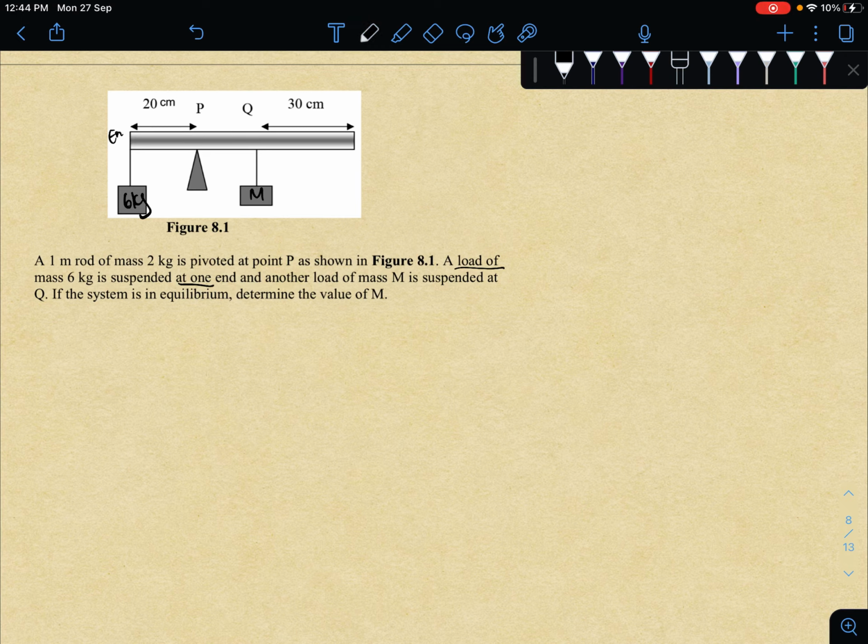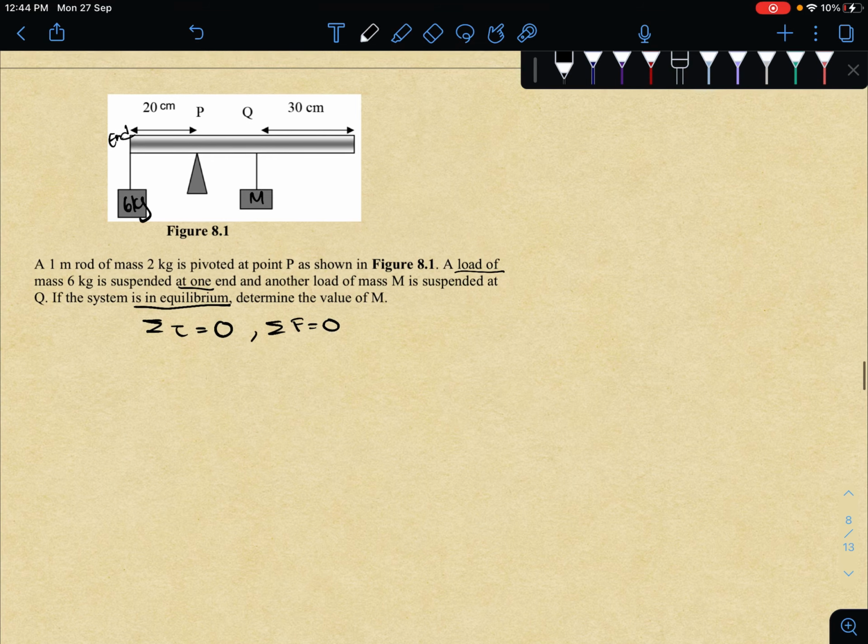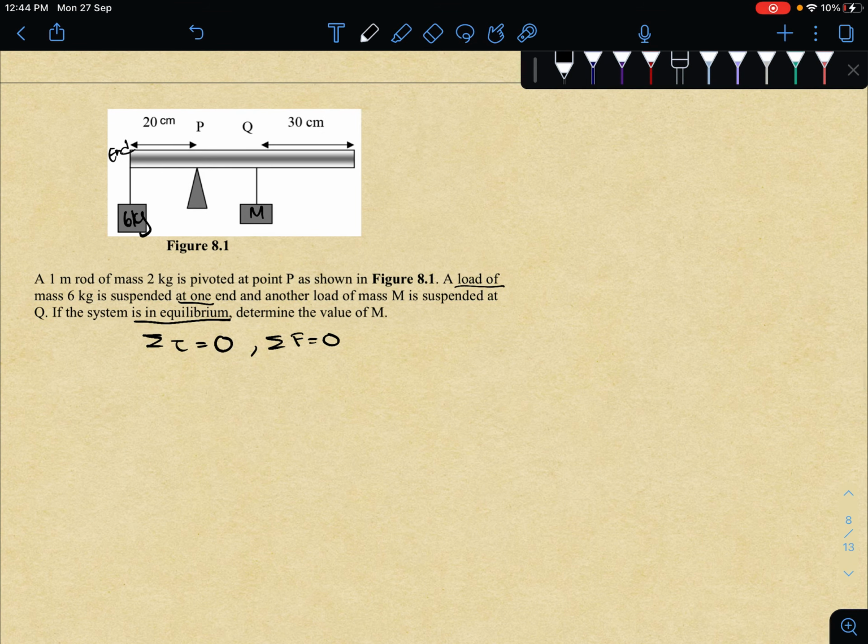Okay. So next, if the system is in equilibrium, maksud equilibrium ini adalah summation torque kita, iaitu Newton second law kita is equals to 0. Summation torque is equals to 0. Itu maksud system is in equilibrium. Selain daripada itu, summation F is also equals to 0. Determine the value of M. So kita nak cari nilai M ini.